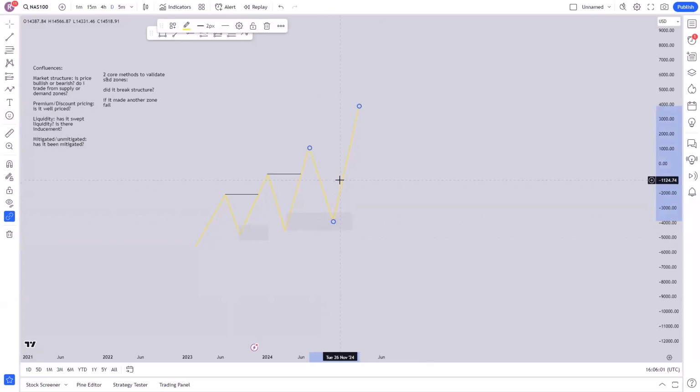So let's just delete these. What I mean by that is within all these legs here. So let's say this is daily. All these legs are daily, yeah? We scale down to the 4 hour. What do we see? We see internal structure. We see all of these highs and lows forming.